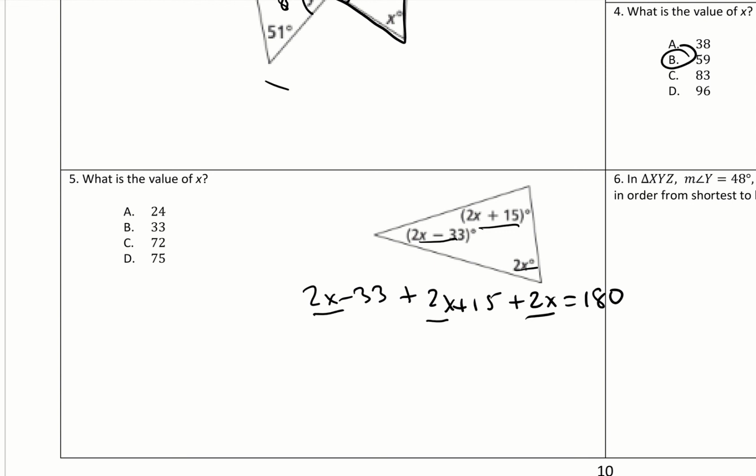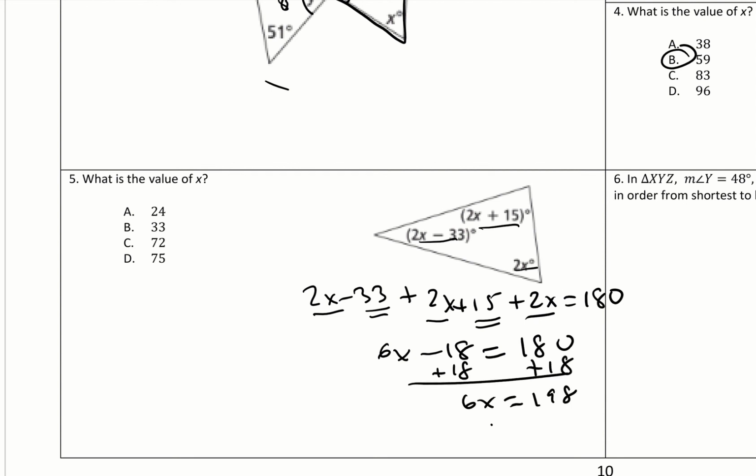So you get 2x, 2x, and 2x. That's a total of 6x. Minus 33 plus 15 adds up to minus 18 is equal to 180. And then we'll go ahead and add 18 and divide by 6. And you're going to get x is equal to 33.